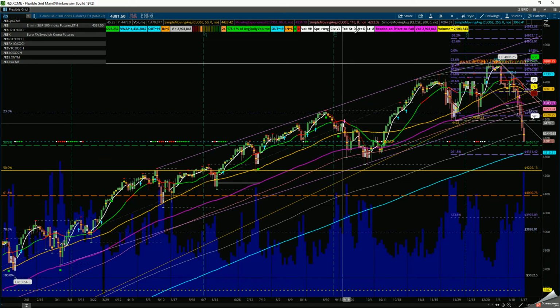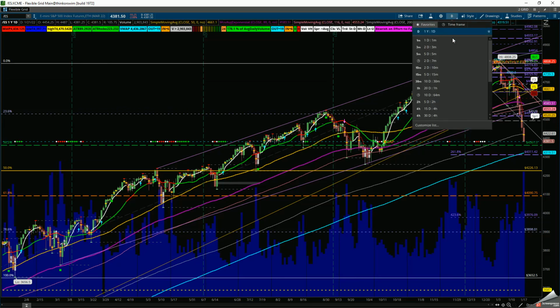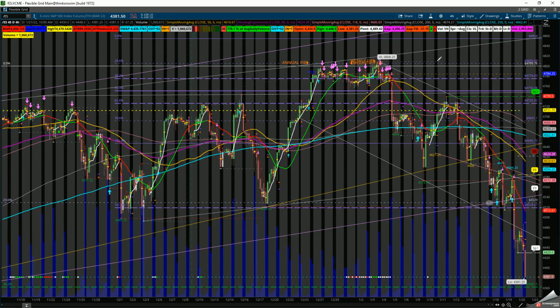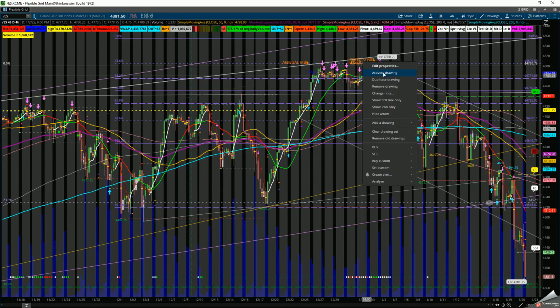What I want to do is go to a 45-day. It's going to look very noisy for you, but this is very important. I like using a 45-day range. It shows me where the annual high was and the weekly. You remember this was the weekly high, so I have to reactivate that weekly, activate the drawing.